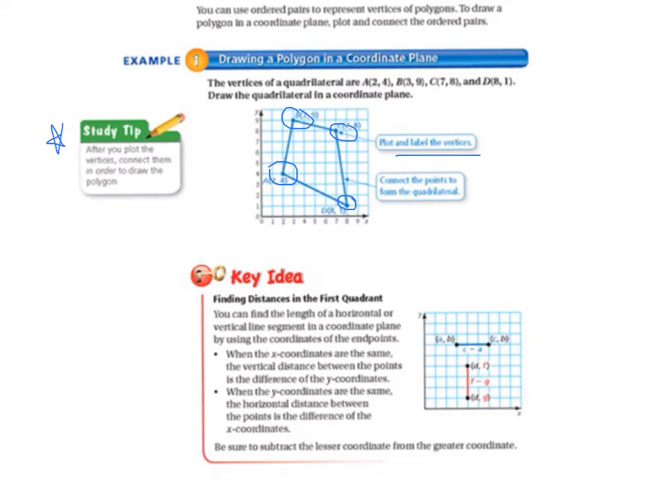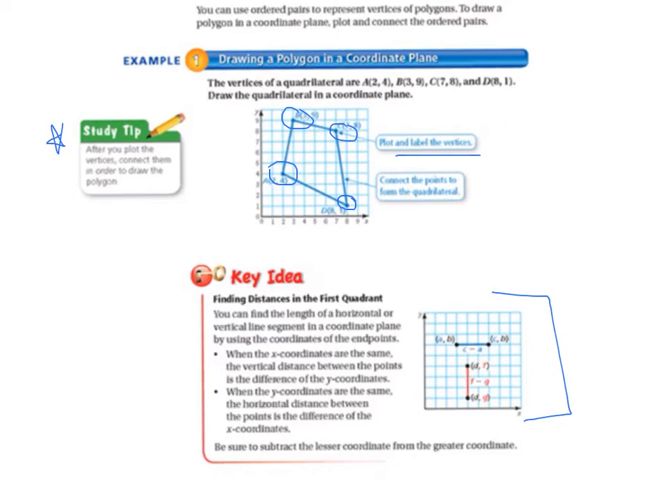Copy the key idea at the bottom of page 176 into your notebook. Copy it exactly as it appears and be sure to copy the example as well. It says, finding distances in the first quadrant. You can find the length of a horizontal or vertical line segment in a coordinate plane by using the coordinates of the endpoints. When x coordinates are the same, the vertical distance between the points is the difference of the y coordinates. When the y coordinates are the same, the horizontal distance between the points is the difference of the x coordinates. Be sure to subtract the lesser coordinate from the greater coordinate.